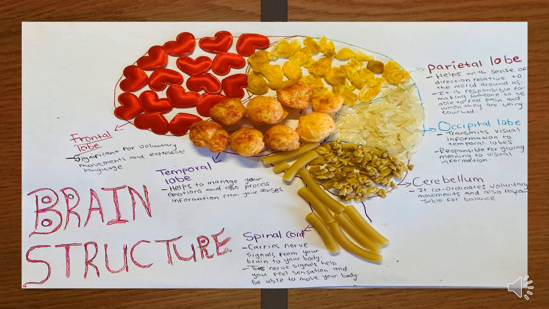We also have the spinal cord, which I used macaroni to build so it looks nice and presentable. And this one is important for carrying nerve signals from your brain to your body. And the very same nerve signals help you to feel pain and move your body. So in simple terms, it's also responsible for sensation.